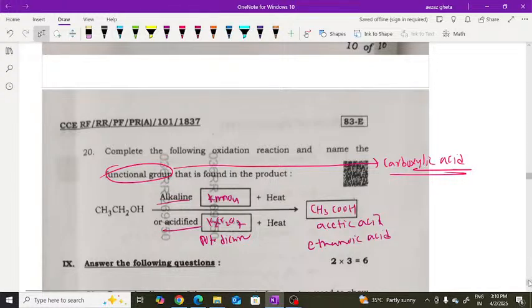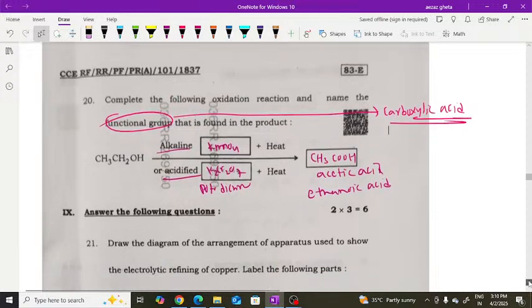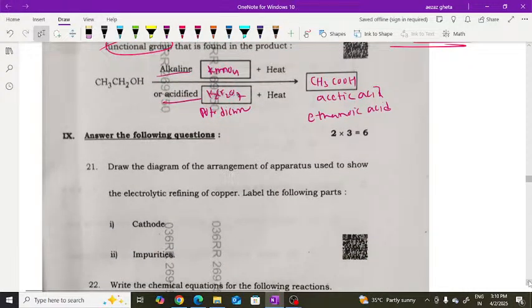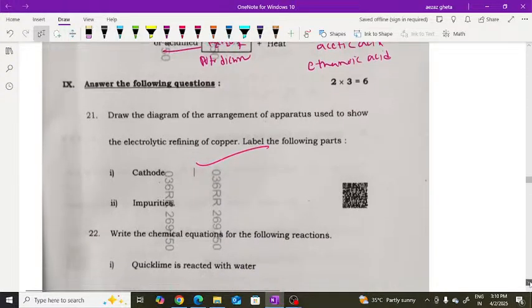Akanksha, this one was your doubt. I think you have written correctly. Draw the diagram of arrangement of apparatus used. This is the refining of copper diagram. I think this is a normal question. Very good, Akanksha. If you got it right, I am very happy. Hope you will get good marks.